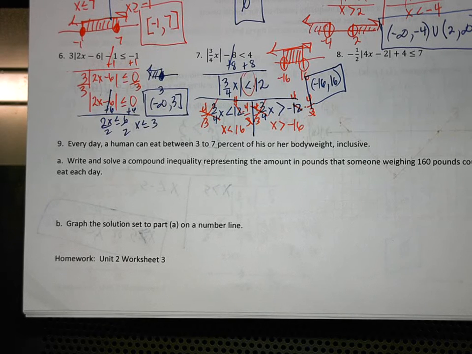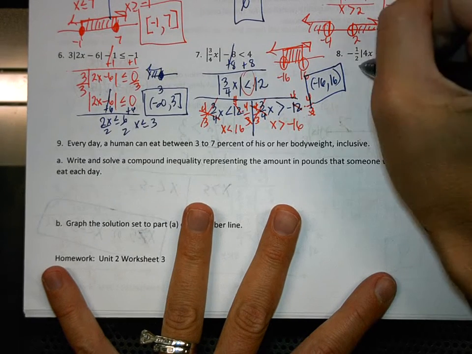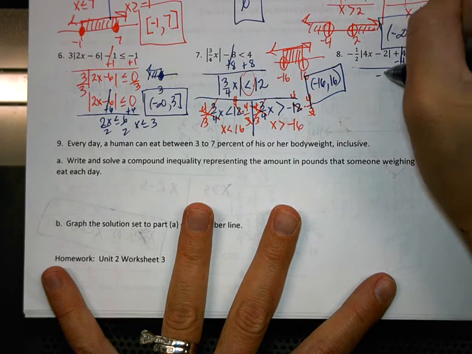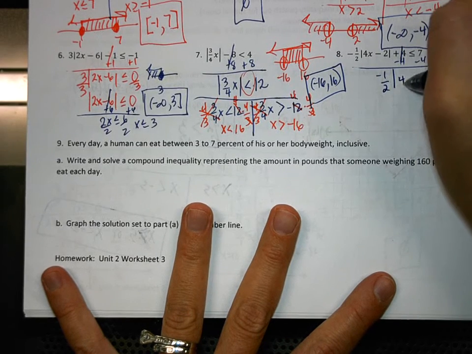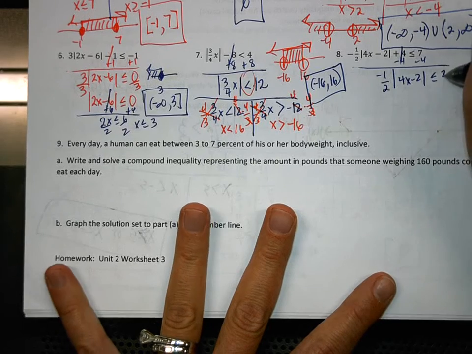We're okay? All right, number 8, what would I do first? Subtract 4. Good. Subtract 4 to both sides because we want to get our inequality by itself. We have negative 1/2, absolute value of 4x minus 2 is less than or equal to what? 3. Next step is to do what?